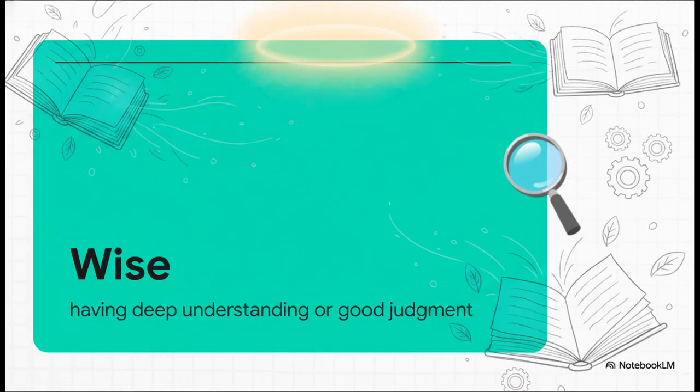Because of this, the villagers stop calling him strange. Instead, they start calling him wise. To be wise means having deep understanding or good judgment. He went from being the town outcast to the town's most respected figure, all because of his quiet dedication.